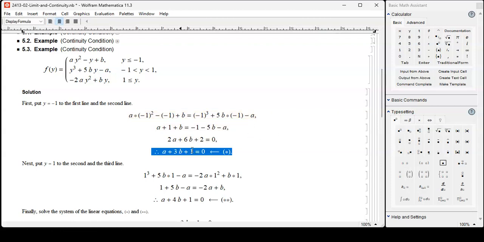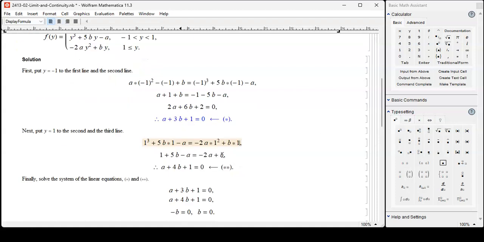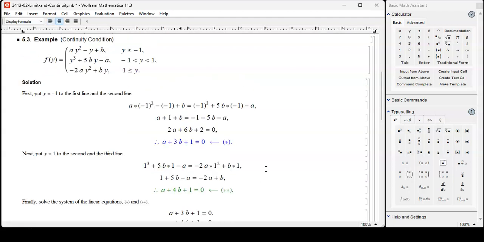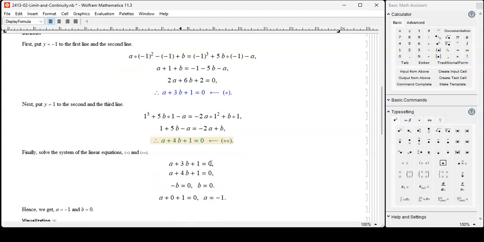Simplify, simplify, we get the first equation. That's when x equals to -1. And then put y equals to 1. Set them equal, and then simplify, we get the second equation. Y equals to +1. So y equals to -1 here, blue. Y equals to +1 here, green. And with these two, we get a system of linear equations of a and b, respectively, blue and green.